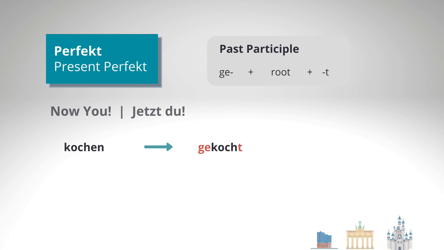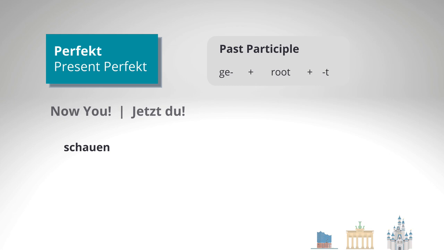For example, if I give you kochen, you first need to find out the root of kochen. And that's pretty easy because you just need to leave out the en at the end of kochen, so the infinitive ending. So the root of kochen is koch. Now you just need to add the ge at the front, ge, and the t at the back, and tada! The past participle or Partizip Perfekt, Partizip 2, of kochen is gekocht. Gekocht.